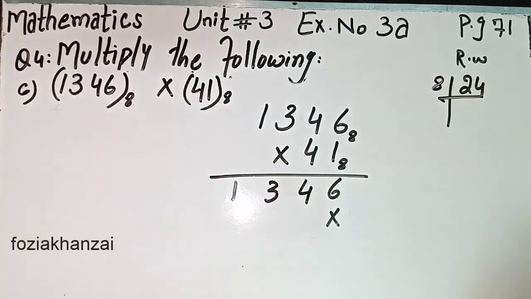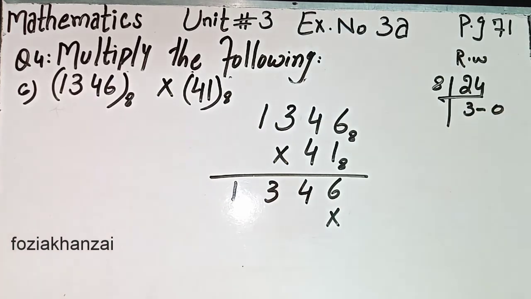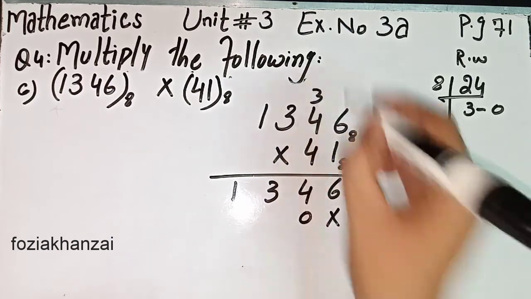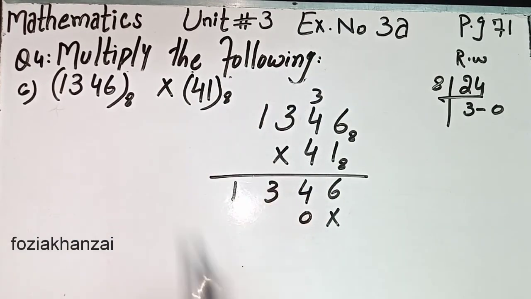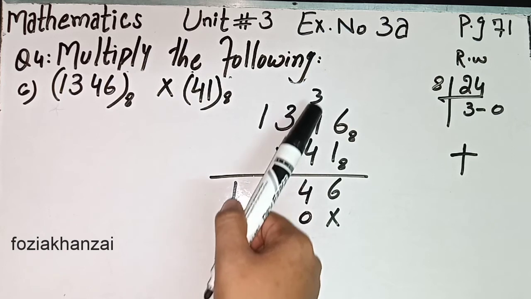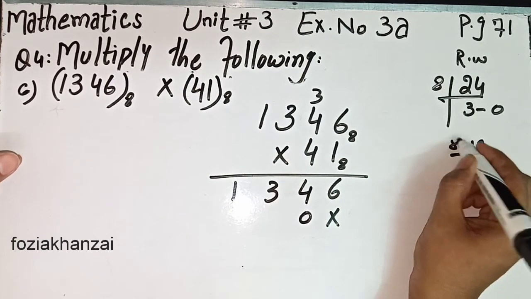8 ones are 8, 8 twos are 16, 8 threes are 24. 3s are 24, 0 is left. It means in base 8 system, 24 equal to 30. 0, 3 carry, 4 4s are 16, 16 plus 3, 19. Okay, 4 4s are 16, 17, 18, 19, 19 convert into base 8 system.